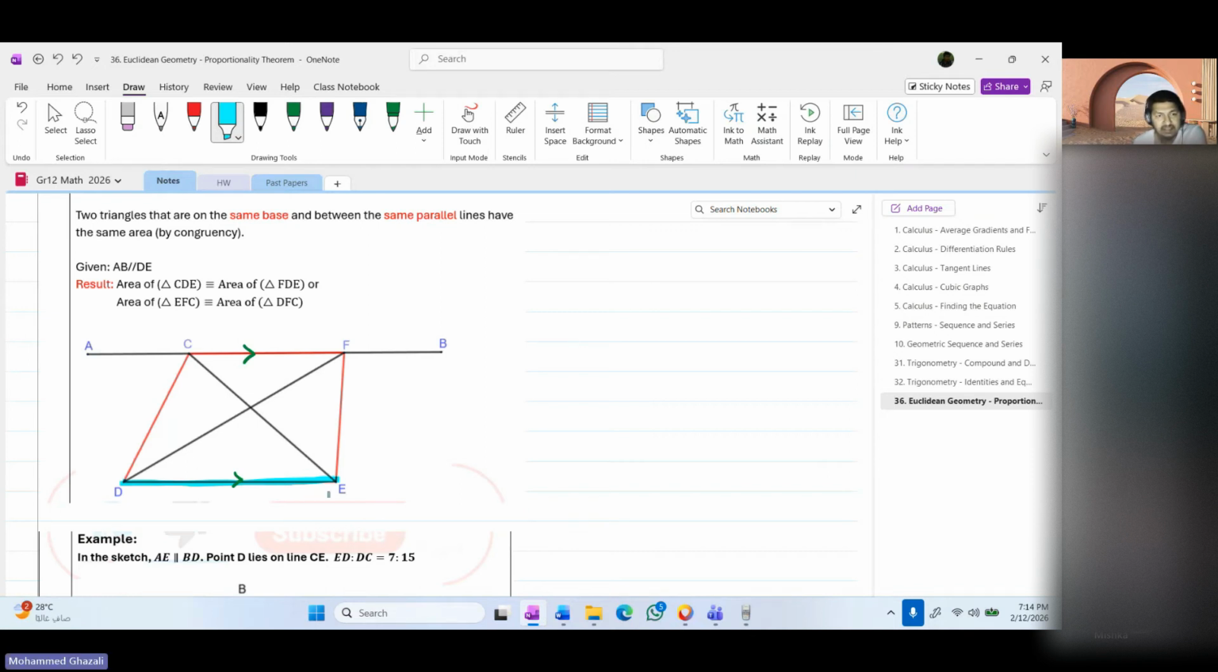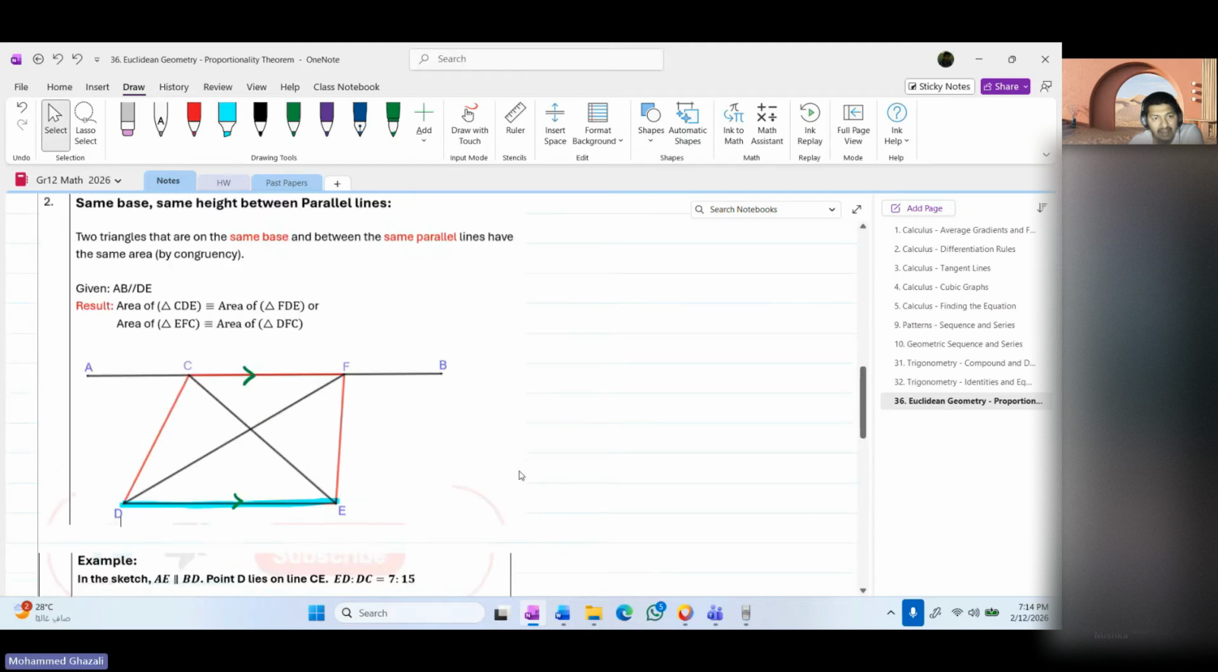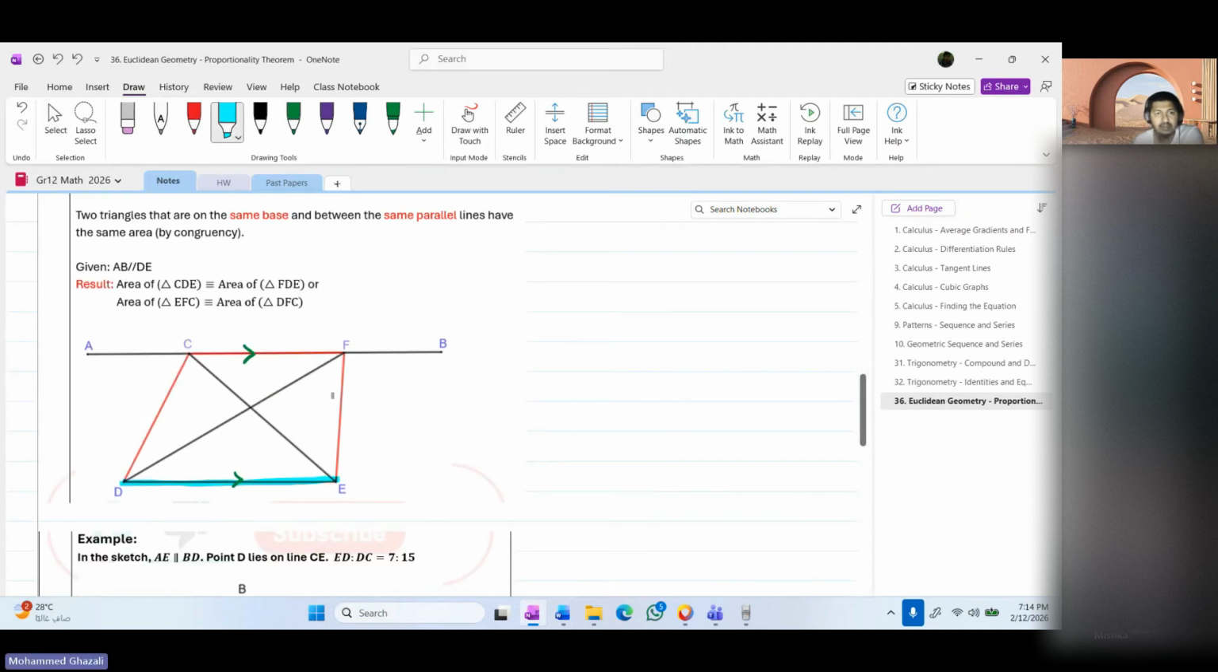What it says is that the two triangles that are on the same base will have the same area, right? This is a congruency sign, it should have been equal to, so the area of triangle CDE must be equal to the area. Congruent means must be identical area. So this is a concept of same base, same height.